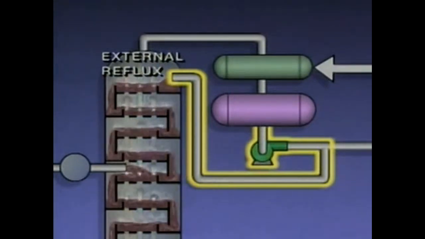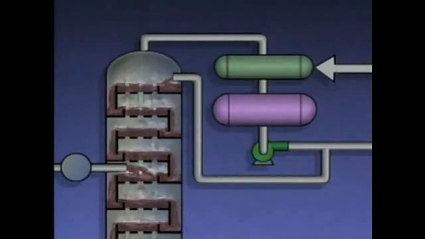Because it consists of liquid that was cooled in the condenser, the external reflux is cooler than the liquid in the top of the tower. As the external reflux cools the top of the tower, vapors made of heavier fractions condense. The liquid made of heavier fractions flows down the tower and is referred to as internal reflux.